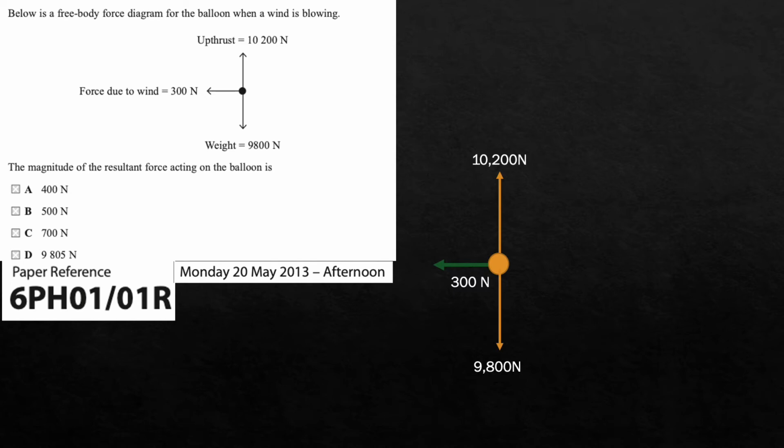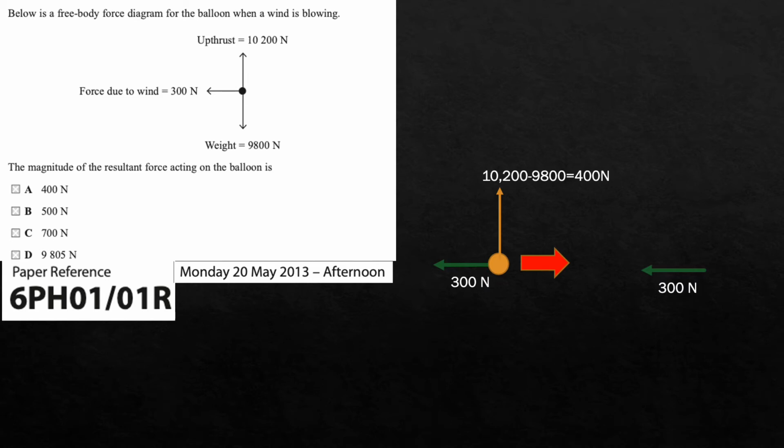So we can simplify the free body diagram vertical component by simply subtracting upthrust minus weight. Since upthrust is larger than the weight, the resultant vertical force acts on the body upwards. Now we can draw the vector diagram. 300 newtons left horizontally, 400 newtons upwards. Again, since this is a right angle triangle, the resultant force can be calculated using Pythagoras theorem. This will be the square root of 400 squared plus 300 squared, and this will result in 500 newtons. Therefore, the answer is B.